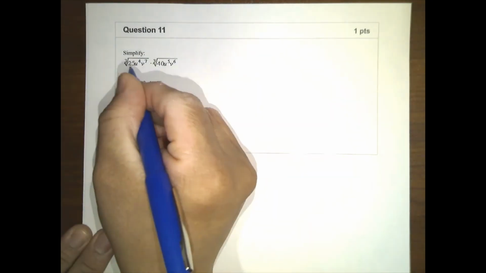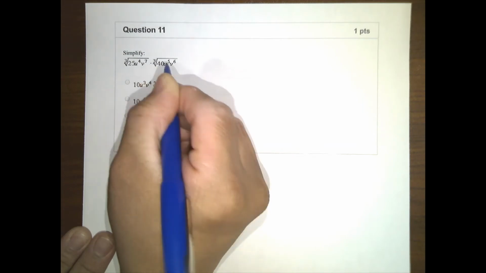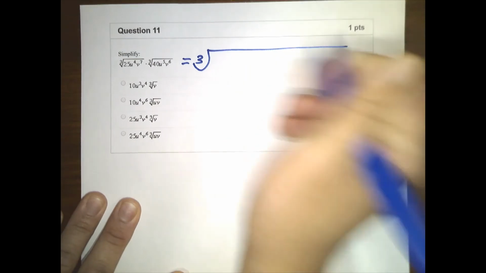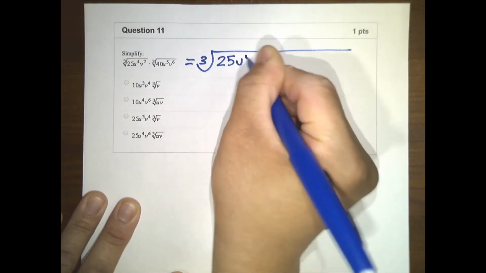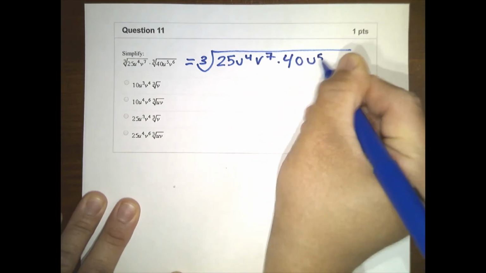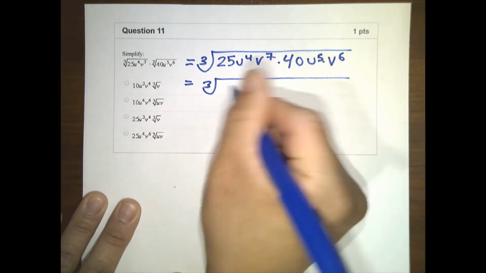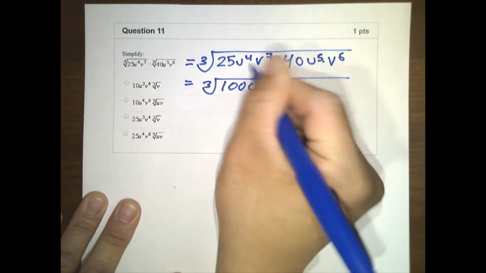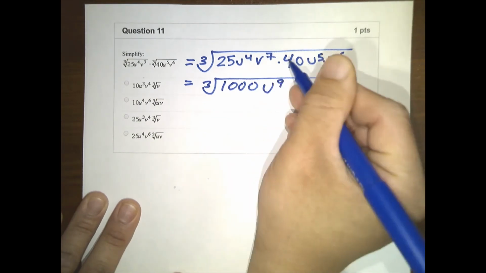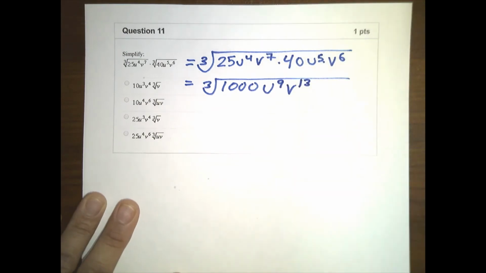So here we have the cube root of 25u to the 4th v to the 7th times the cube root of 40u to the 5th v to the 6th. So I'll rewrite this as one cube root. So cube root of 25u to the 4th v to the 7th times 40u to the 5th v to the 6th. All right, so 25 times 40, that's 1,000. And then I have u to the 4th times u to the 5th, that's u to the 9th. And then I have v to the 7th times v to the 6th, that's v to the 13th.